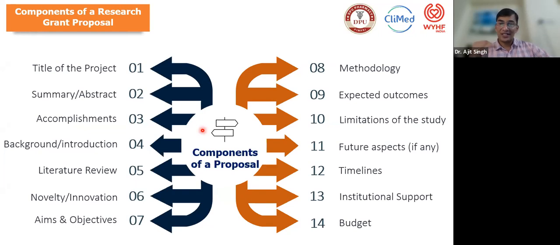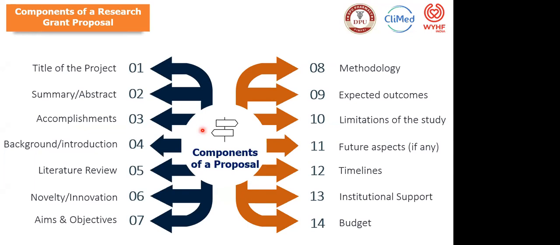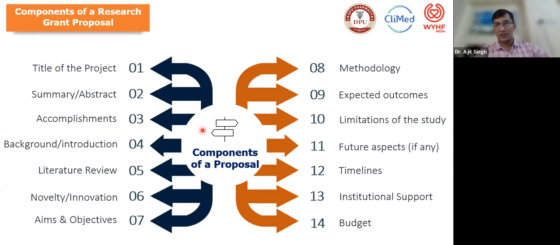When you look at the proposal, this is the second thing, but when you start writing, this is the last thing of the proposal. And this is the last thing of the research paper also. I'm not talking about research proposals only. This is the last thing to write in research papers also, the abstract. You cannot write an abstract without writing the methodology, expected outcomes, or everything. So first title, then abstract, then accomplishments.